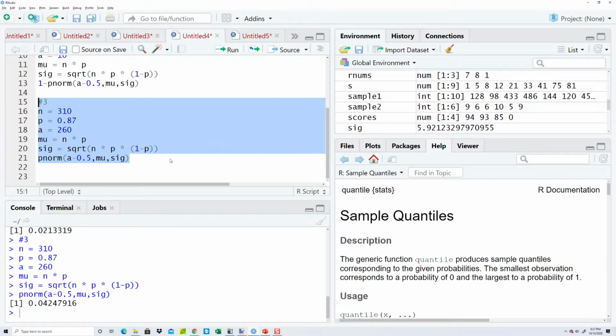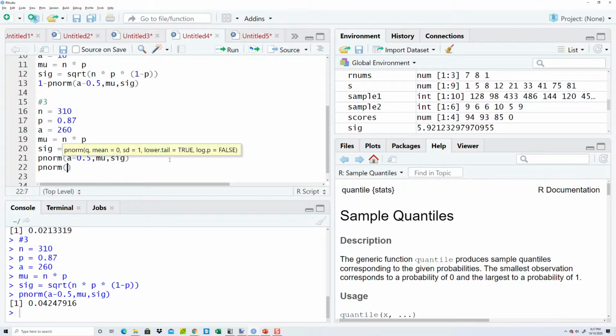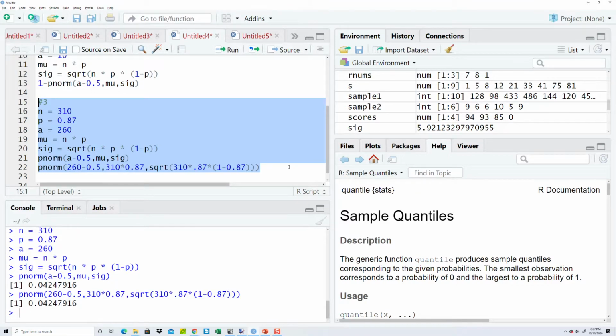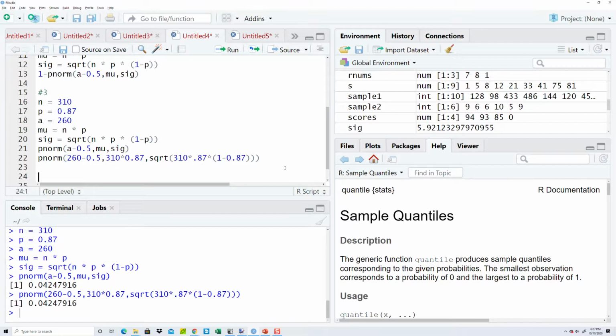That gives us that. And again, if you like the more concise version of that, you type in p norm a, which was 260 minus 0.5, comma, n times p, 310 times 0.87, comma, square root of 310 times 0.87, times 1 minus 0.87. Of course, I can't hardly mess it up because I know it'll get the same answer as the other one. And see, we get our same. So that's up to you. One last one.